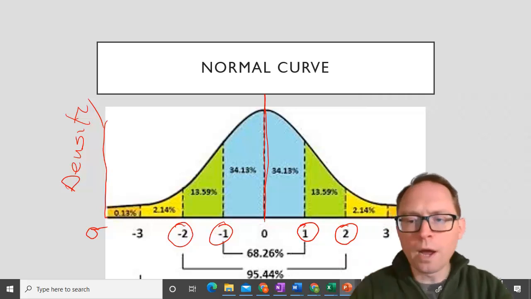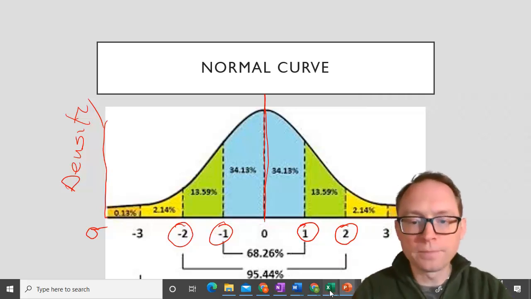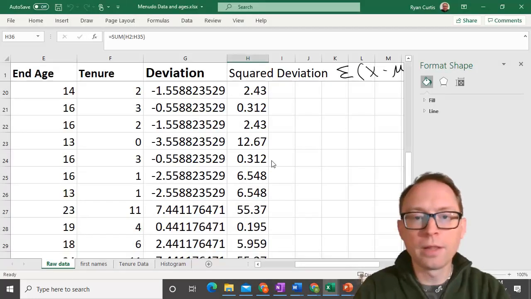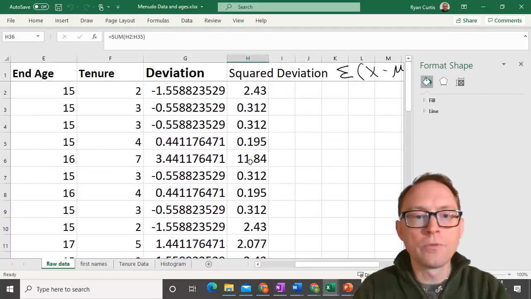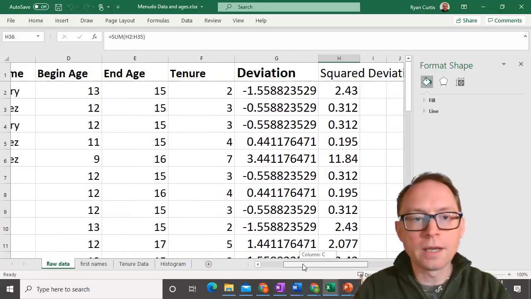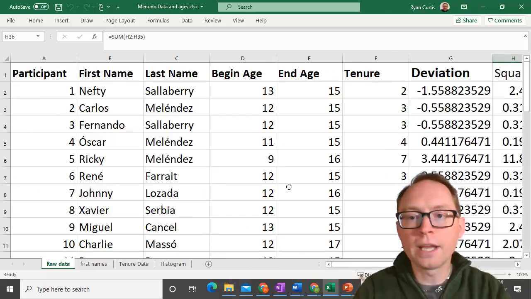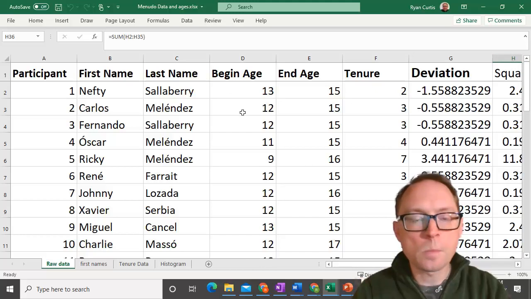Now, one problem that we have, let's go ahead and go to those data. So let's go ahead and look at the Menudo data that we were looking at before. And if you remember, here's our raw data of all of our people, okay? And we are going to be looking at tenure here. So tenure just means how long they were in the band. So let's go ahead. I'm going to freeze these panes in a different spot so we can look at Ricky Martin one more time.